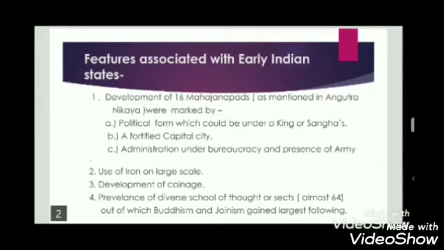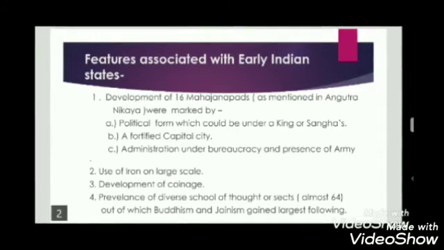Usually there is a list of 16 Mahajanpads given. Each Mahajanpad had a capital of its own which was fortified. You don't need to know all the Mahajanpads, but a few important ones are given in your book. Make a note of it. Please remember them.